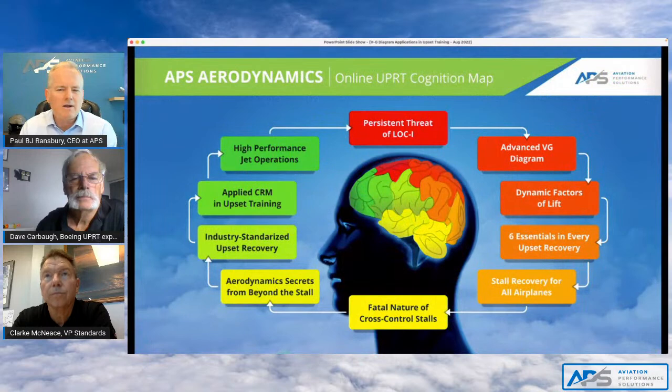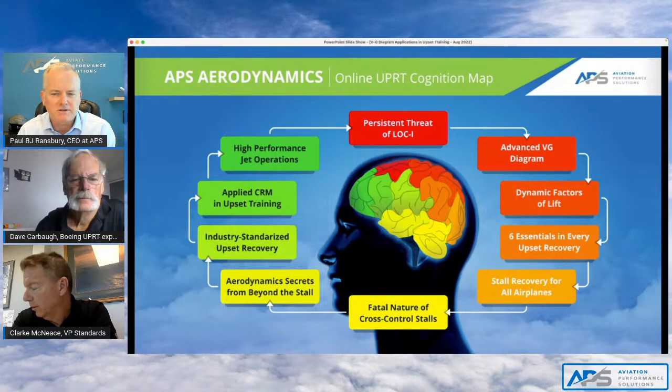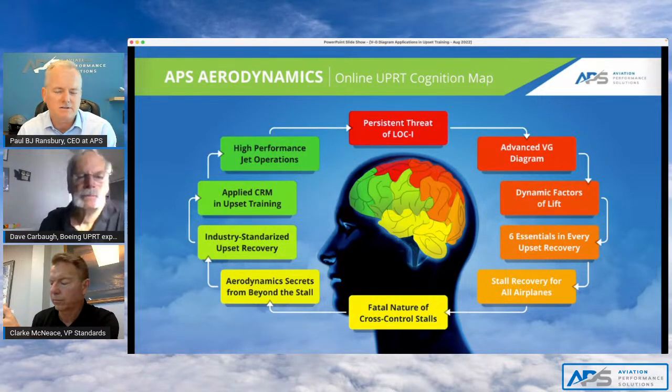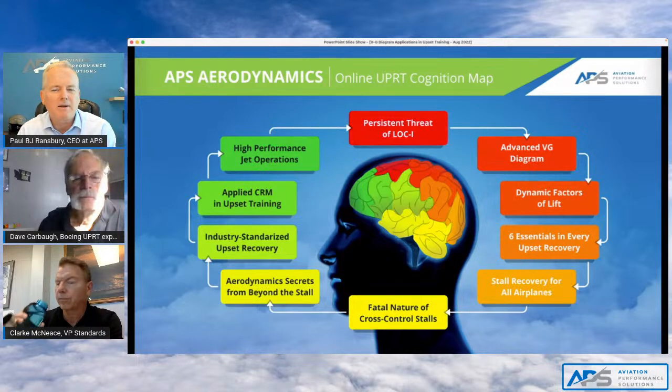Now, one thing I wanted to mention here is that the VG diagram represents one part of a larger picture that we call the UPRT cognitive map. You can see it's a circle starting at the very top, and the very top part is called the persistent threat of loss of control. Pilots generally don't understand the magnitude of the threat of loss of control and how it exists in the current paradigm. In fact, the current paradigm of training is exactly why it exists. As we move to the right, the very first course before we start the subsequent 9 courses is a deep understanding of the advanced VG diagram.